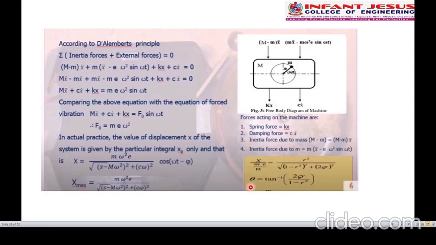The phase angle can also be written. Phase angle phi is equal to tan inverse of 2 zeta r by 1 minus r square, where r is equal to omega by omega n, the frequency ratio. Using this formula we can solve the problem.